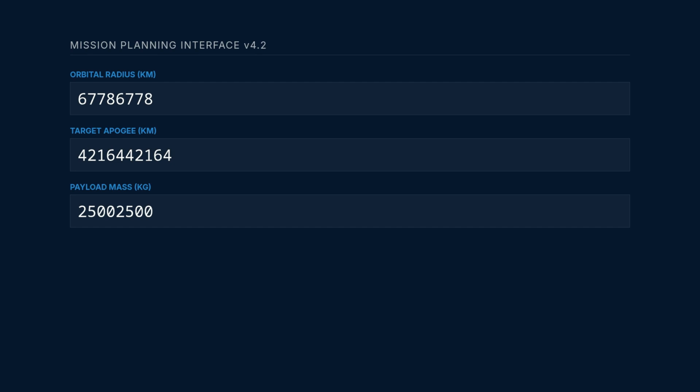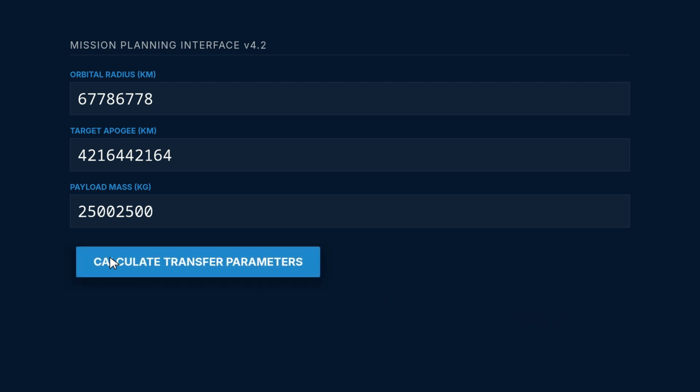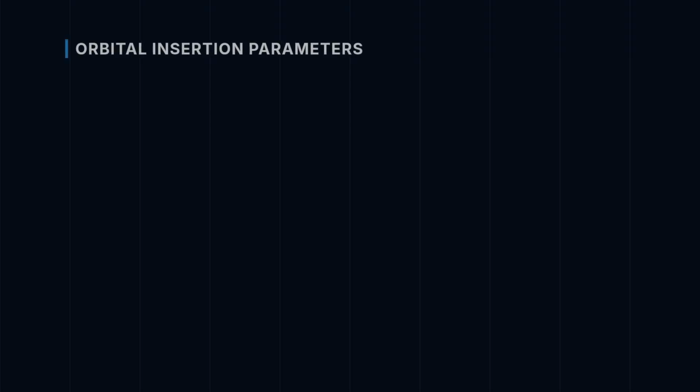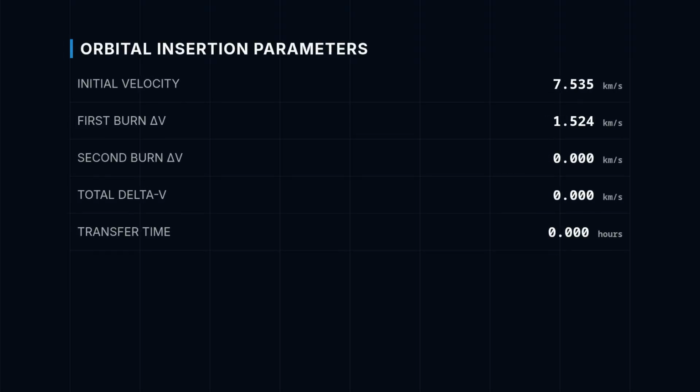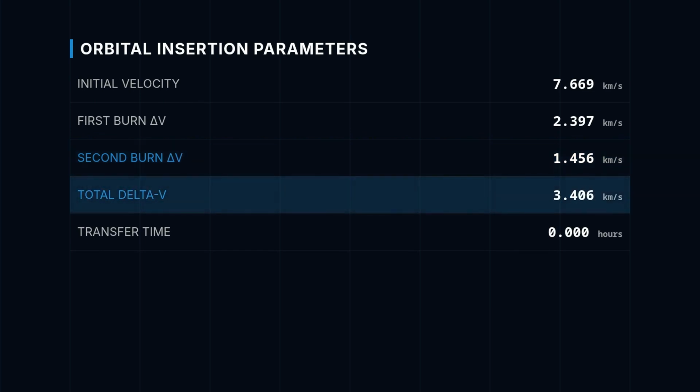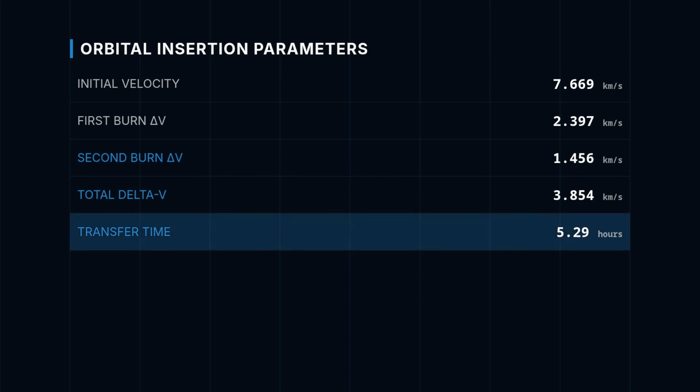The initial orbital velocity is 7.669 kilometers per second. First burn requires 2.397 kilometers per second delta-v to enter the transfer orbit. Second burn needs 1.456 kilometers per second to circularize at geostationary altitude. Total delta-v required is 3.854 kilometers per second. Transfer time is 5.29 hours.